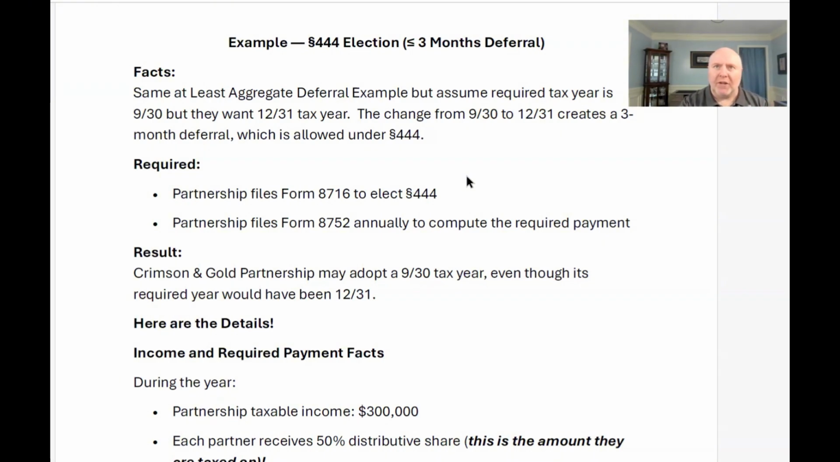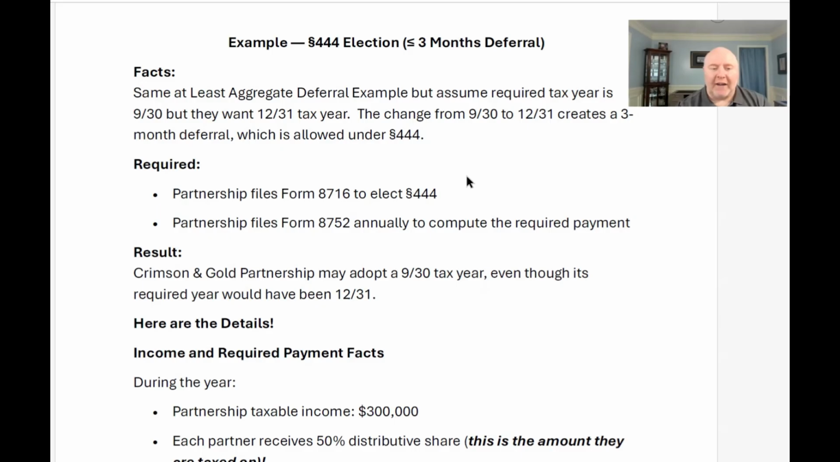I used a revised group of the revised facts from our least aggregate deferral. You can jump back to see those if you would like. Otherwise, I'm going to give you enough facts with this, so it shouldn't be a big issue for you. But this one was dealing with the Crimson and Gold partnership. And when we were looking at the least aggregate deferral, of course, we were dealing with Renegade and Big Owl, if that helps. Okay, so anyway, let's take a look at this.